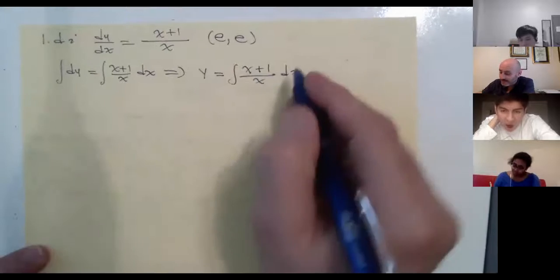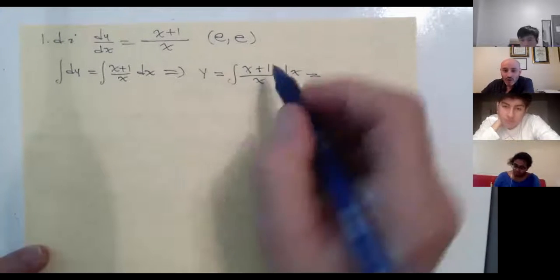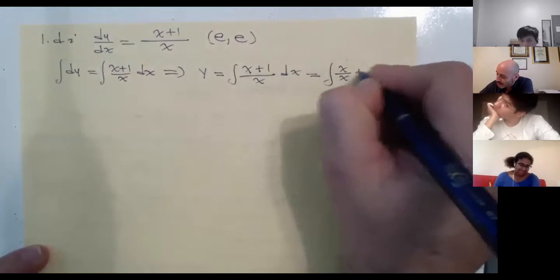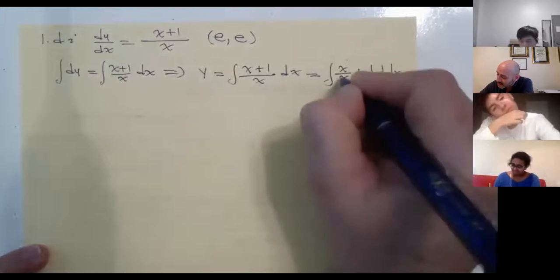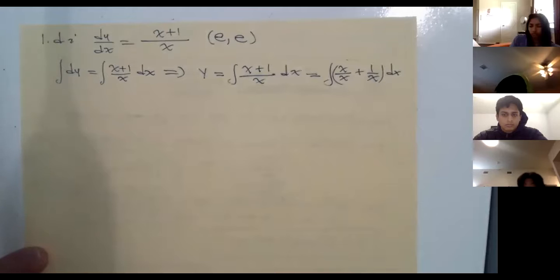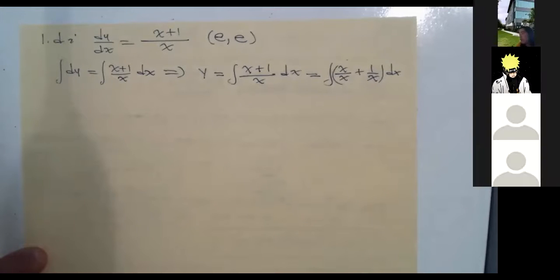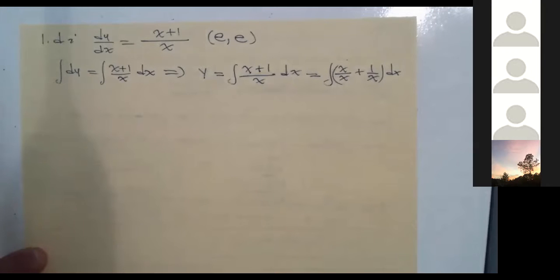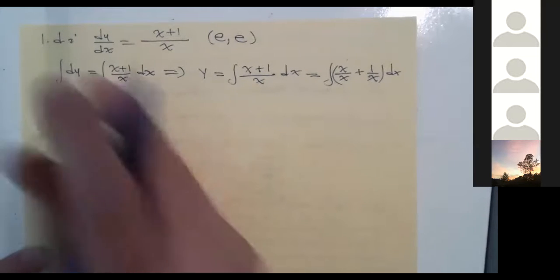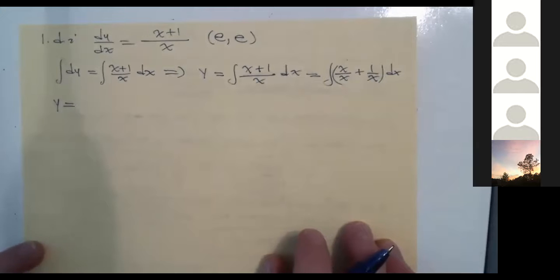All right, so that means that I'm going to split this up this way, integral of x over x plus 1 over x dx, because x is a common denominator. Make sense? Tambi, does it make sense? Yes? Awesome. All right. Julie, are you with me still? Yes? Okay, just wondering.